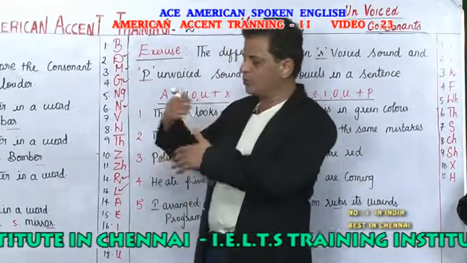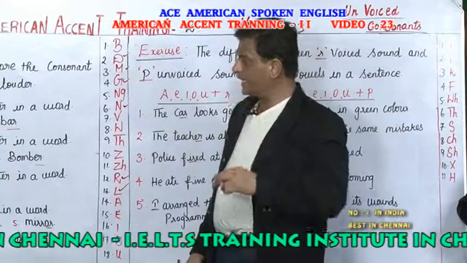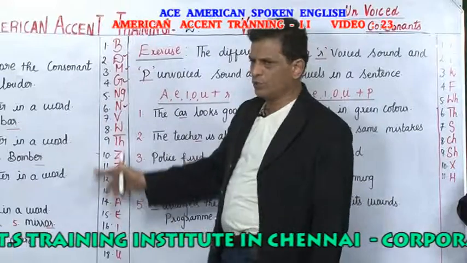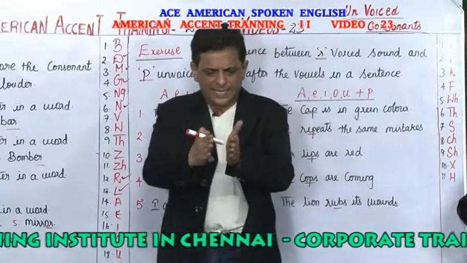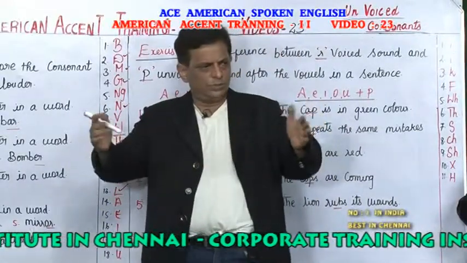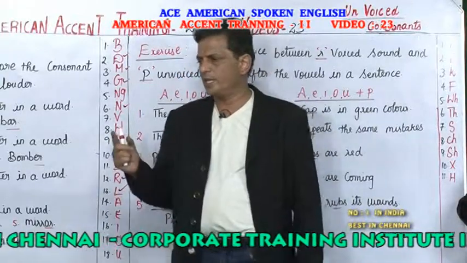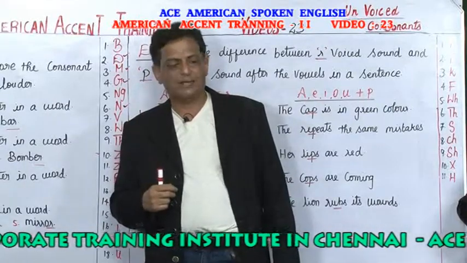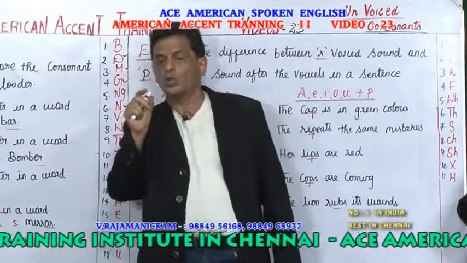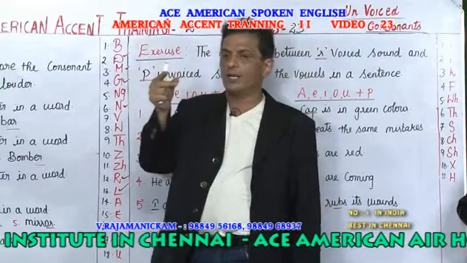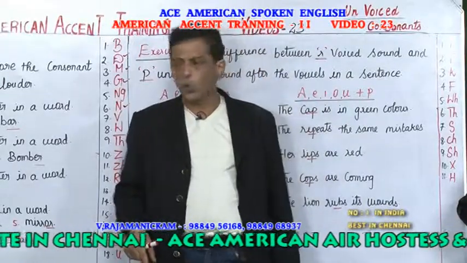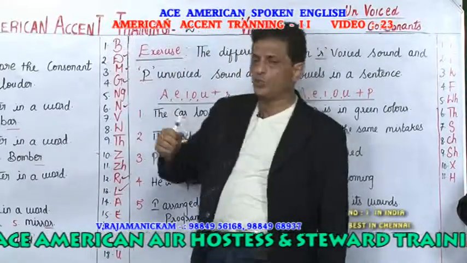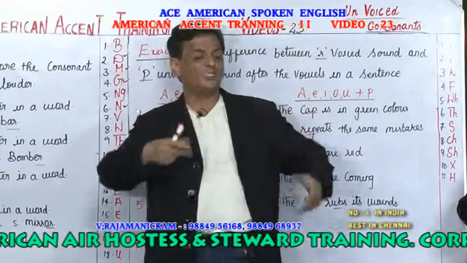Then comes A, E, I, O, U, the vowels. Before these sounds, you are taking the A, E, I, O, U and enlarging it. Whenever you want to say A, E, I, O, U, you should not touch your lips. You should open. When O, U comes, you are rounding up your lips. The air keeps coming. So before these sounds, you have to prolong the vowel sound.